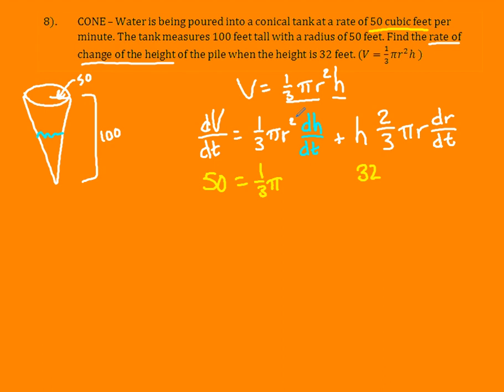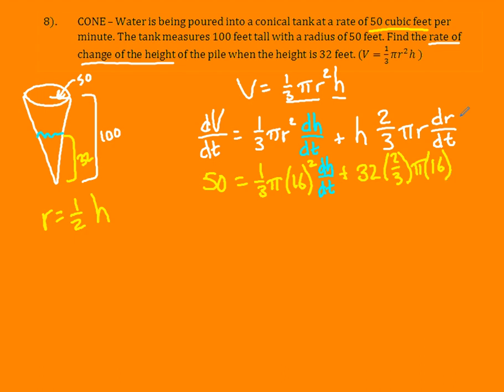Well, what is the radius? It really doesn't say. Well, something we should notice here, though, is that the radius is equal to 1/2 of the height. So if the height at this point is 32 feet, that means the radius should be half of that, which is 16 feet. So I'm going to have 16 squared. Again, dh/dt is my unknown, so it's going to stay like that. And then what do I have over here? I have height is 32, multiply that by 2/3, by pi, by that radius again, and then the dr/dt.